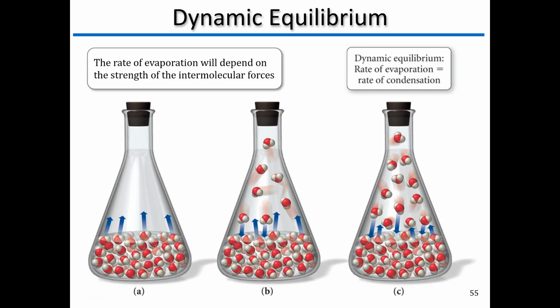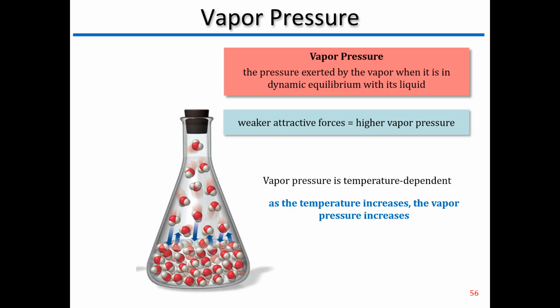So if the rate of evaporation is equal to the rate of condensation, we have what's known as dynamic equilibrium. This means that the rate of molecules leaving the liquid phase to the gaseous phase is equal to the rate of molecules entering the liquid phase from the gaseous phase. So at the point when those two rates are equal, we have dynamic equilibrium, and it's at dynamic equilibrium that we measure vapor pressure. Vapor pressure is the pressure exerted by the vapor when it's at dynamic equilibrium with its liquid.